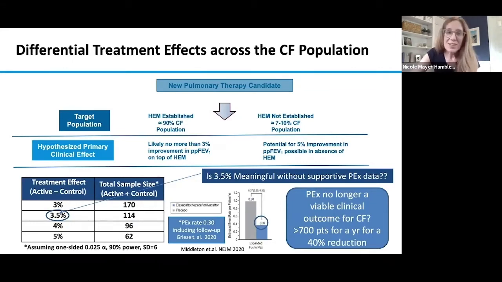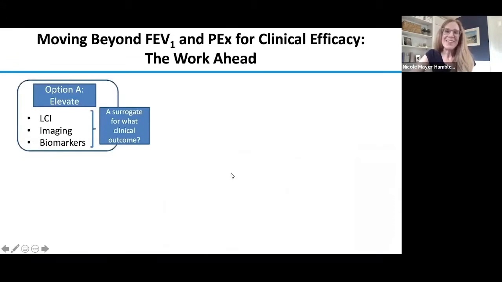But we do also need to think about moving beyond FEV and exacerbations. And so what is the work ahead? In simple terms, we have a couple options here. We could look towards elevating some of our current endpoints that we have in our toolkit, LCI, imaging, maybe biomarkers, to be more in that position of a surrogate endpoint for clinical efficacy.